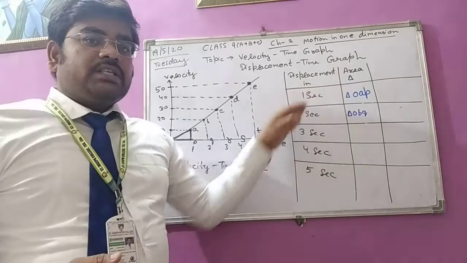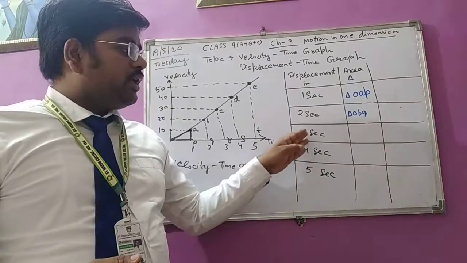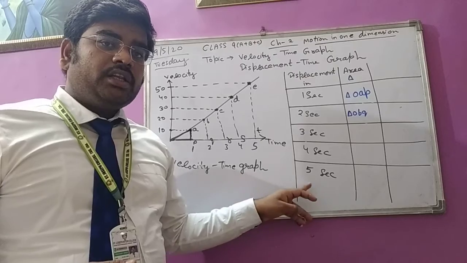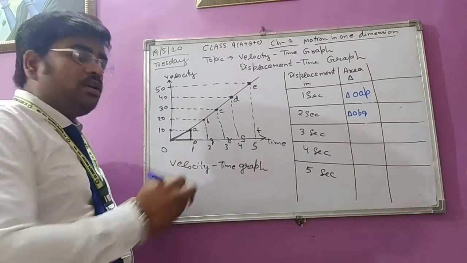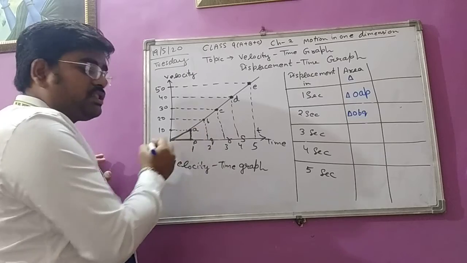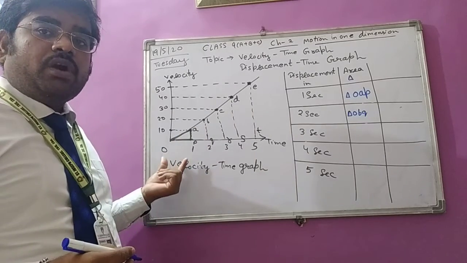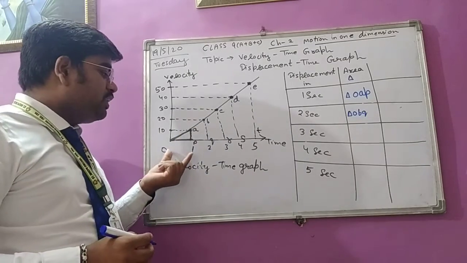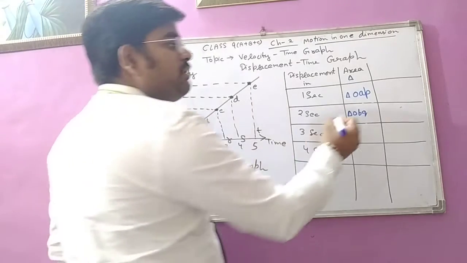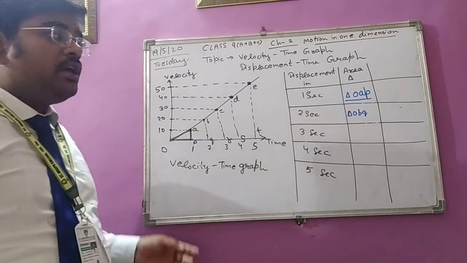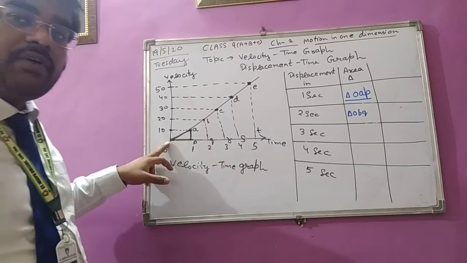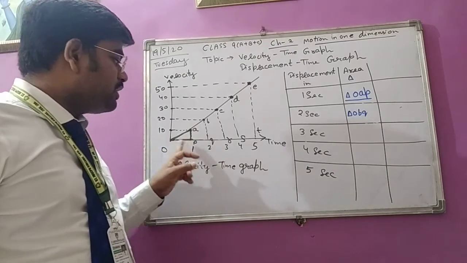Displacement in the time 1 second, 2 second, 3 second, 4 second, and the 5th second, I am going to plot. So let's have a look. Displacement in the first second. What is the displacement in the first second? The displacement in the first second is triangle OAP. Here we have to find out the area of triangle OAP, class.